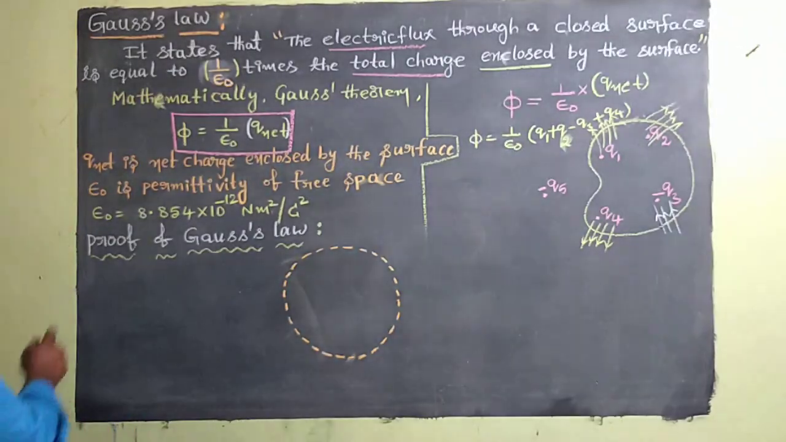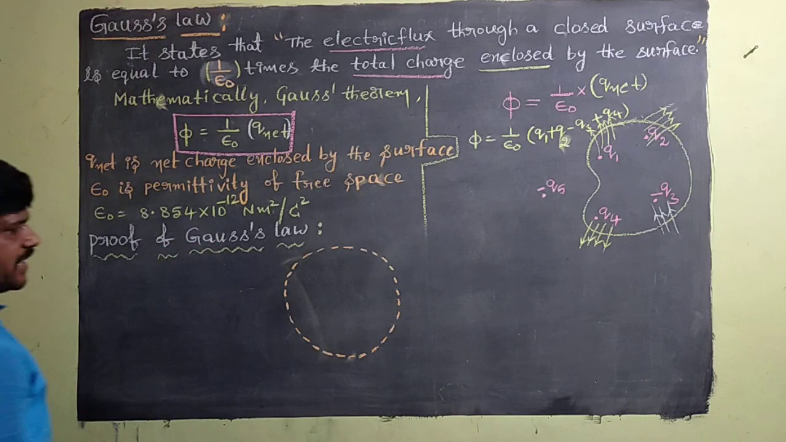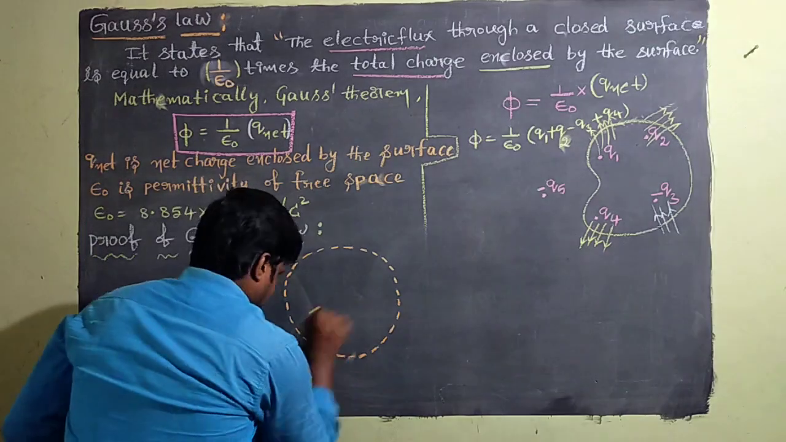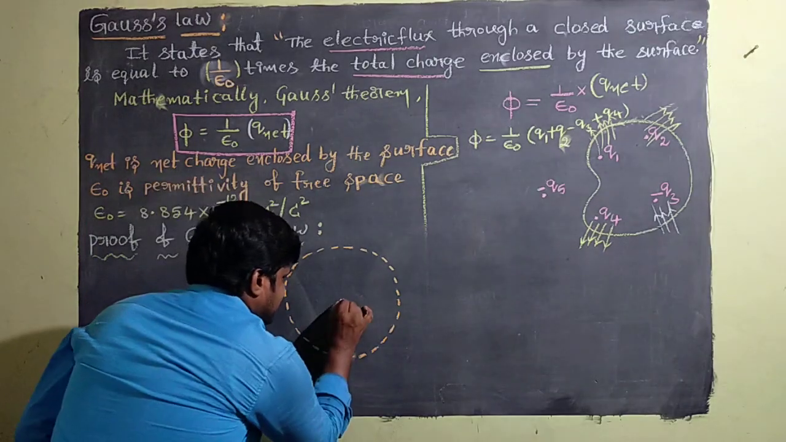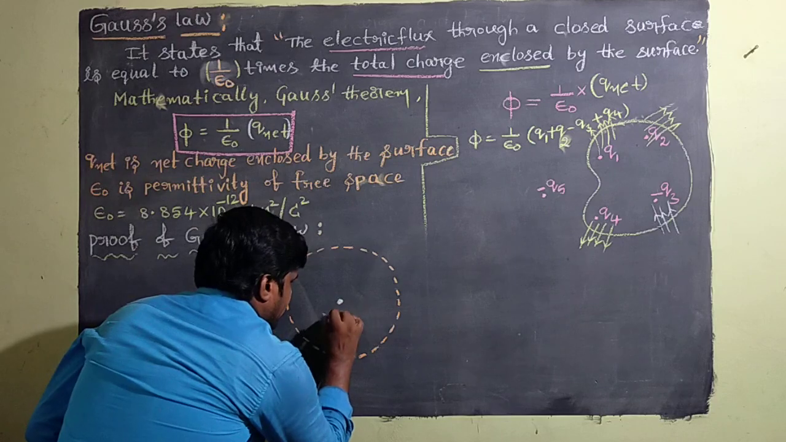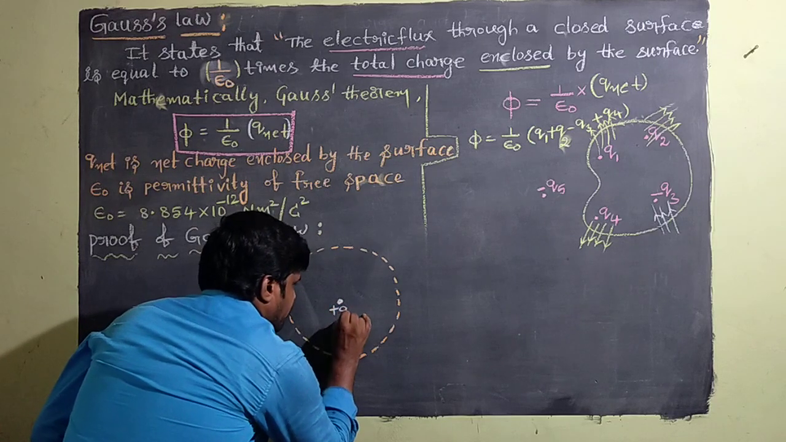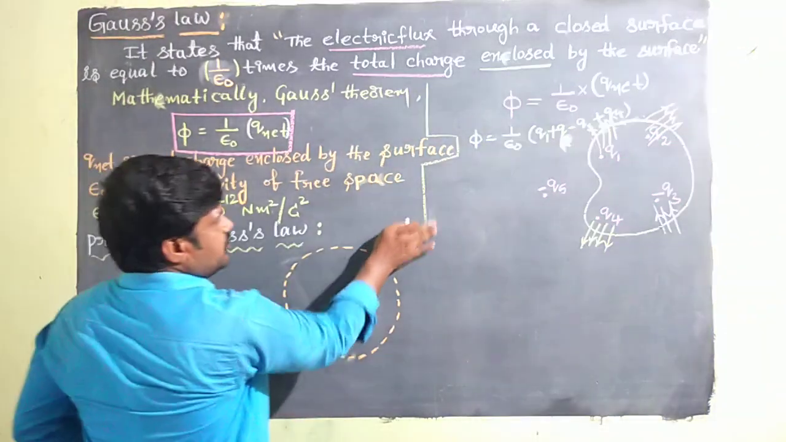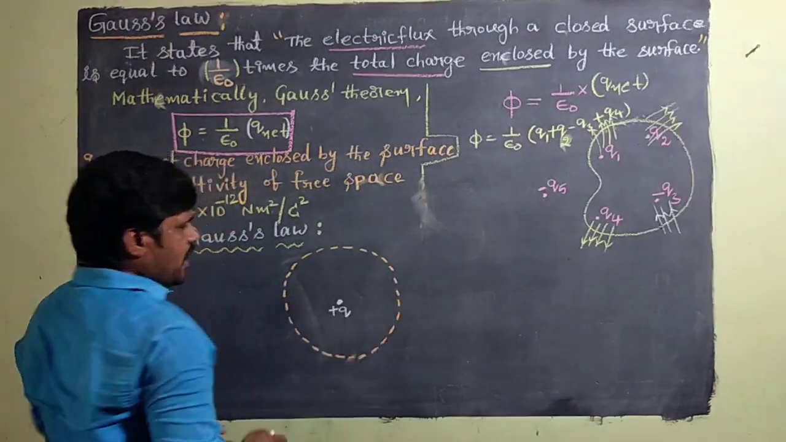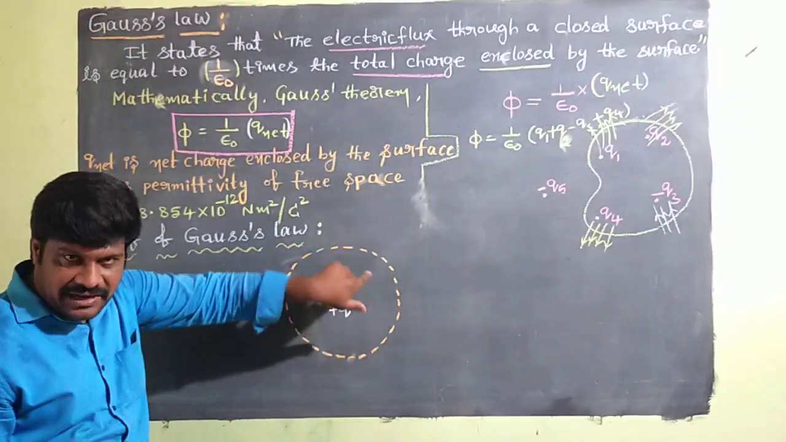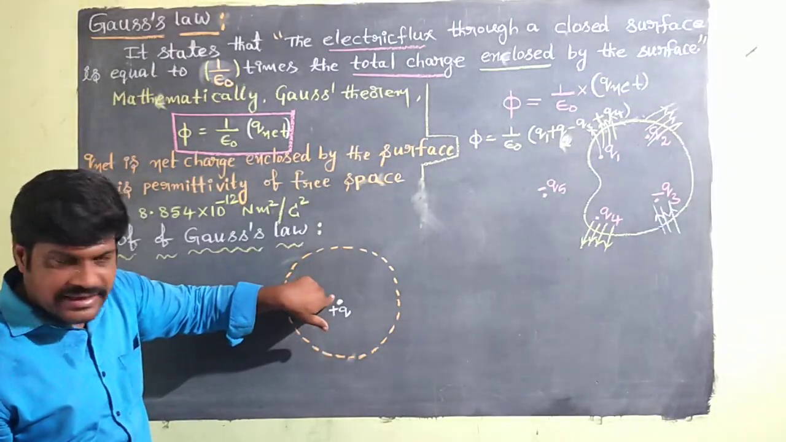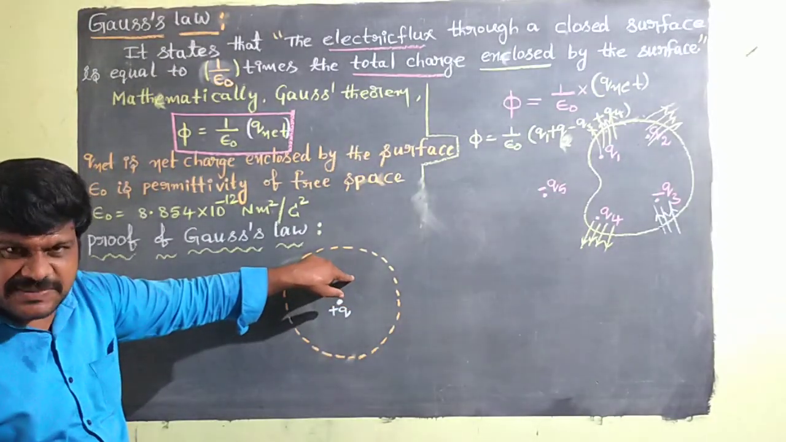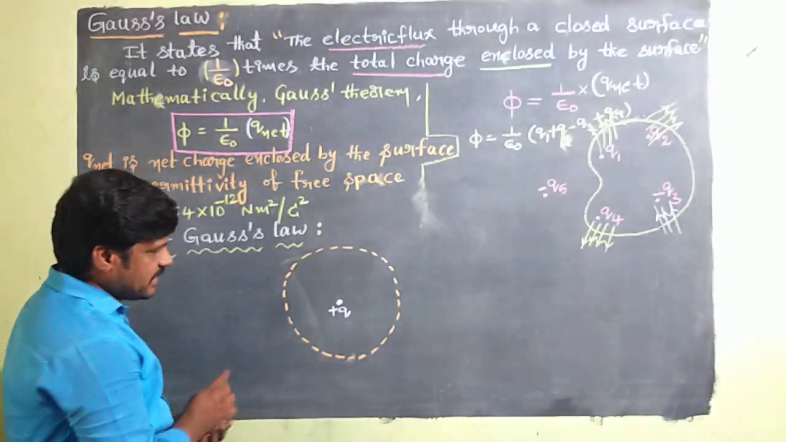To prove this, for a proof of Gauss law, I am taking one charge. Observe here, at the center I am taking one positive charge, q. Thereafter, look here: I have considered a sphere. A spherical Gaussian surface I am imagining here.